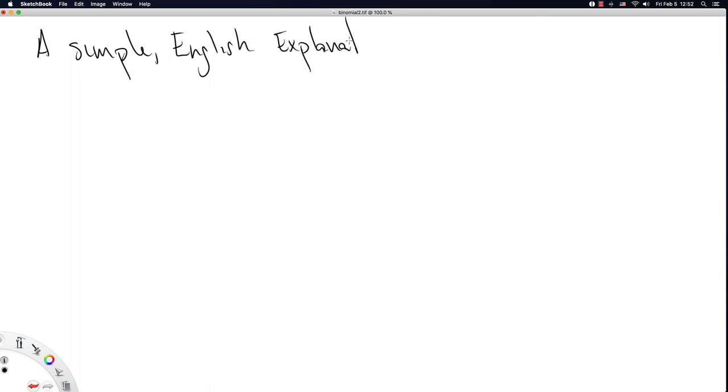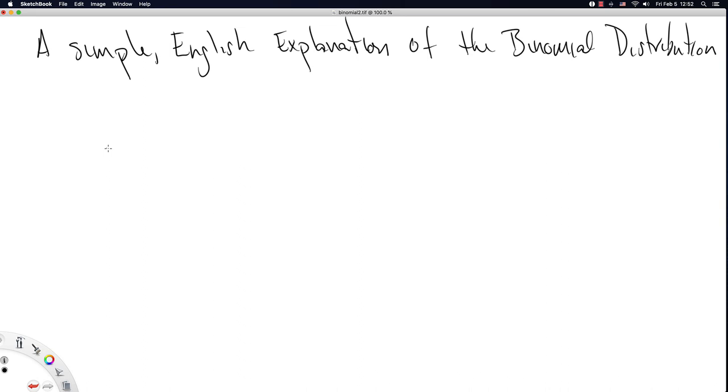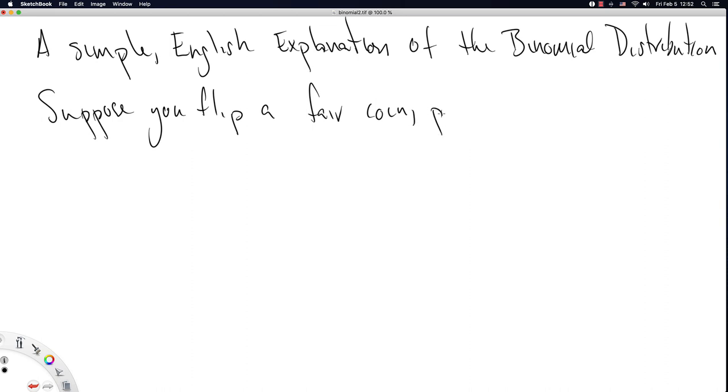So let's start out with a simple English explanation of the binomial distribution. Okay, here we go. Suppose you flip a fair coin, that is, the probability of observing heads, or a 1, is equal to 0.5, 10 times.